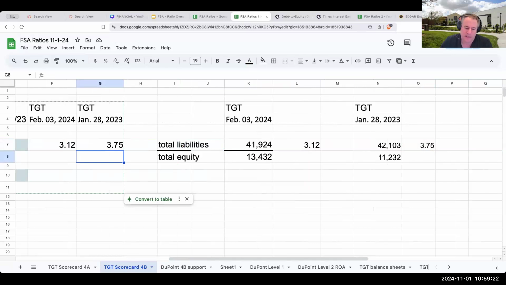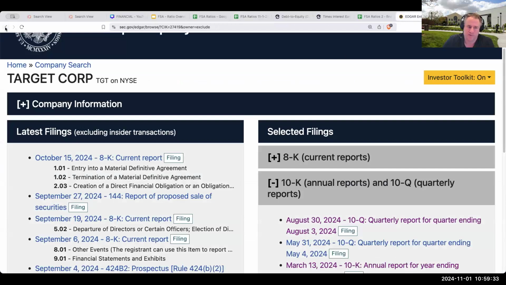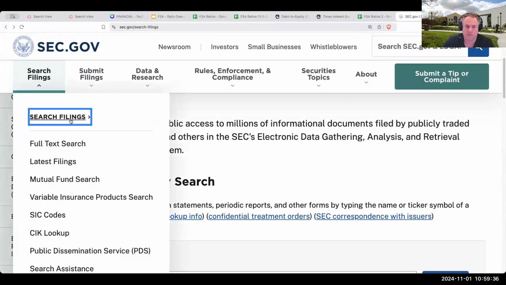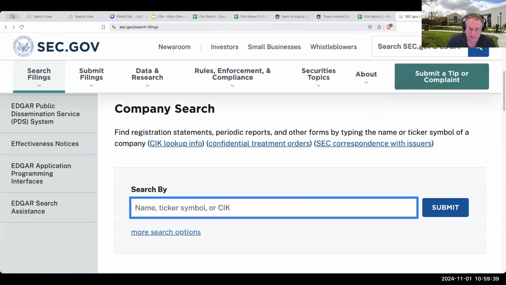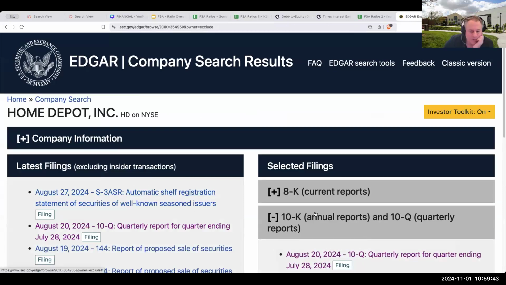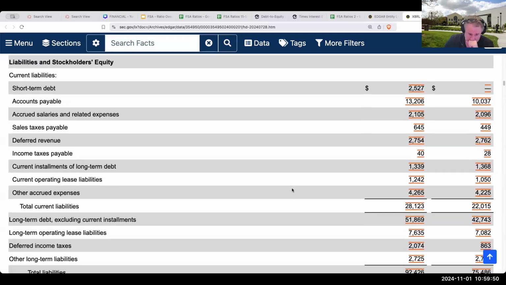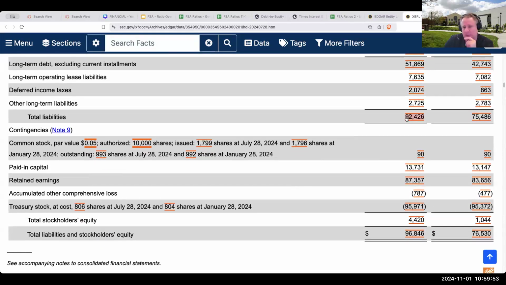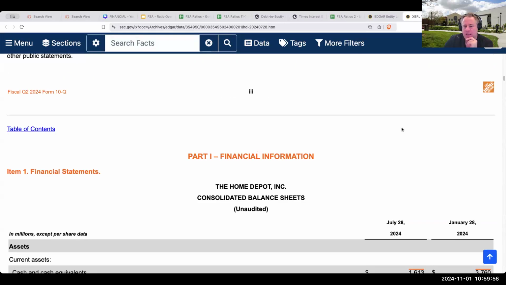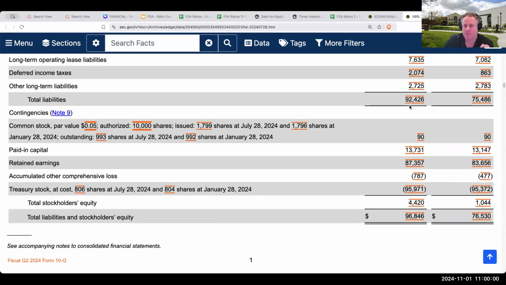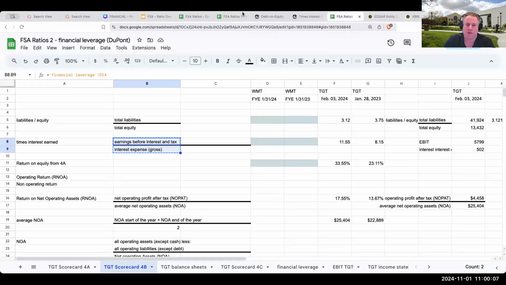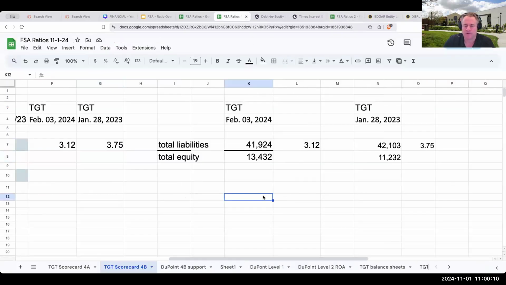Obviously, the higher this number is, the more leveraged we are, meaning that we have more debt than we have equity. Now, to show you a really extreme example of this, what I'm going to do now is show you our friends at the Home Depot. I'm just going to pull up one of their more recent financial statements. So the Home Depot has liabilities of 92 billion, 426 million as of July 28th, 2024.